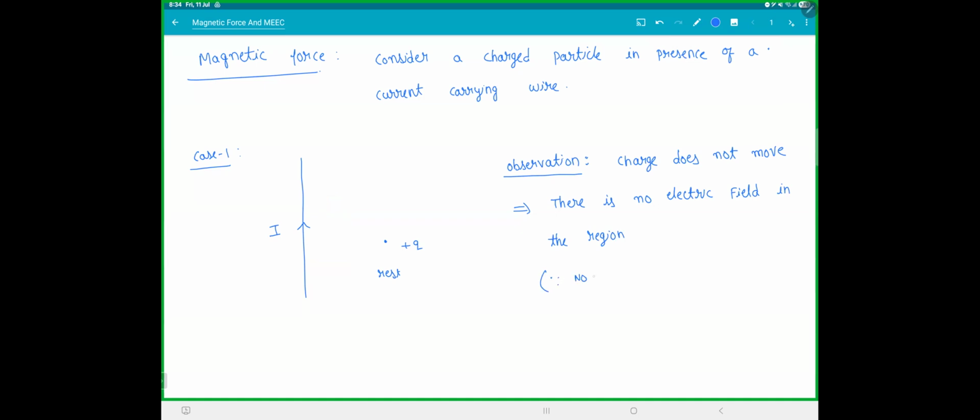This was the first thing. You kept a charge near a current wire and nothing happened. I said, okay, makes sense. Fair enough.